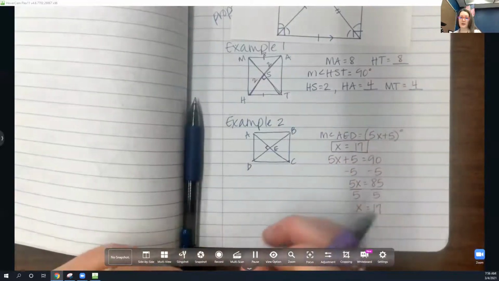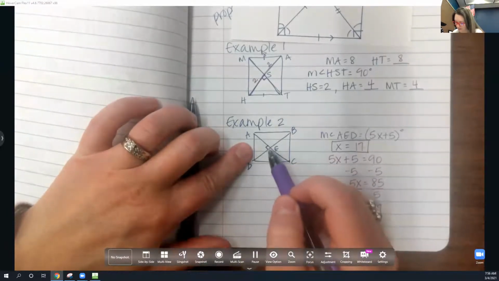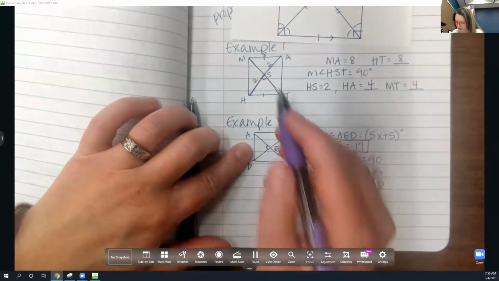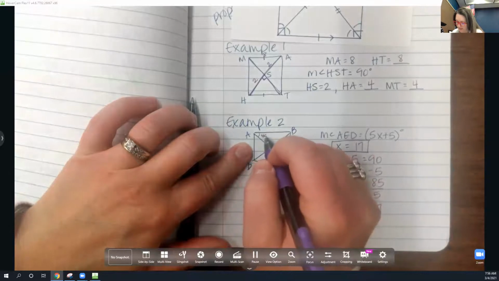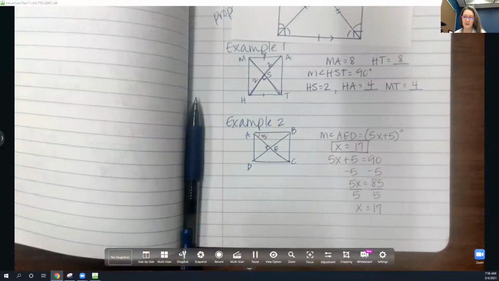So about a square, it's kind of interesting because the diagonals intersect to make a 90-degree angle. When you cut these in half, we've seen these before, it's 45. And we're talking about our 45-degree angles. So you may see that in the future.